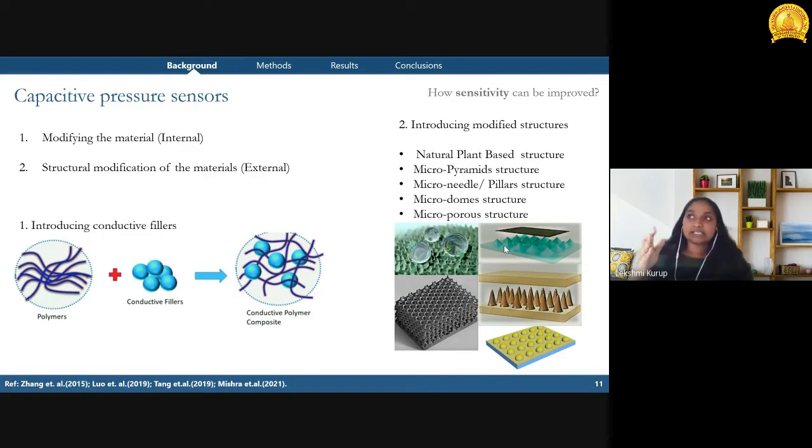So most of the scientists who would like to biomimic structures would take lotus leaves, pour a polymer on them, solidify it and peel it out, so that we can get a structure of this lotus leaf on the polymer. So lotus leaves can act as molds to make structured or modified structured dielectric materials. So next is the micropyramid structures. Micropyramid structures can be fabricated using molds, and micro needle or pillar structures can also be made using molds.